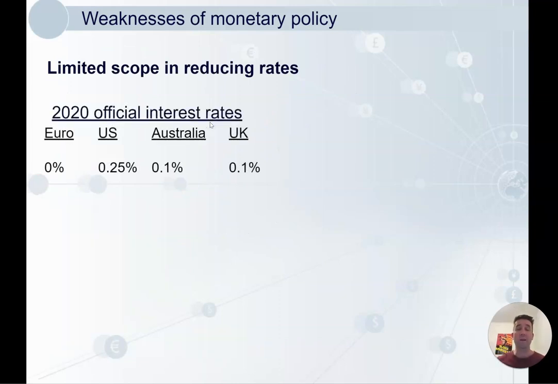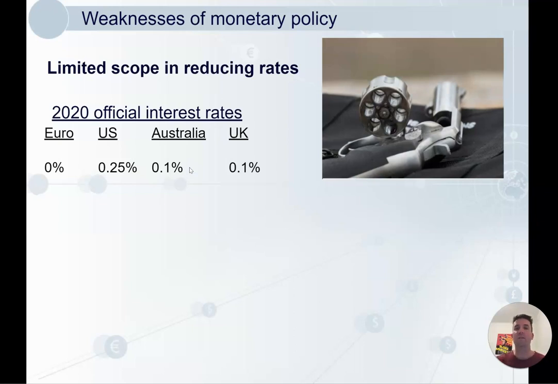Okay. When we really need to expand the economy, sometimes we have limited scope in reducing interest rates. So this happened in 2020, COVID. Confidence just went really low, through the floor, as they say. So in Australia, we're down to 0.1% official interest rates. A lot of the economic commentary at the time was that the Reserve Bank didn't have any bullets left in the chamber. So all they've got, their tool, is monetary policy, interest rates, and suddenly they couldn't lower them anymore. Right? So it became less effective.